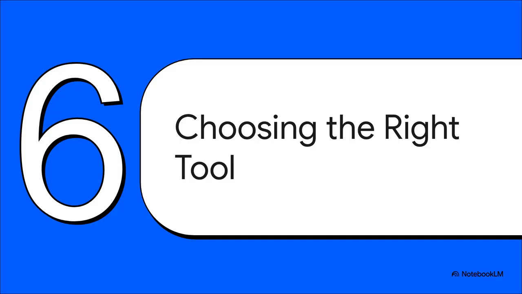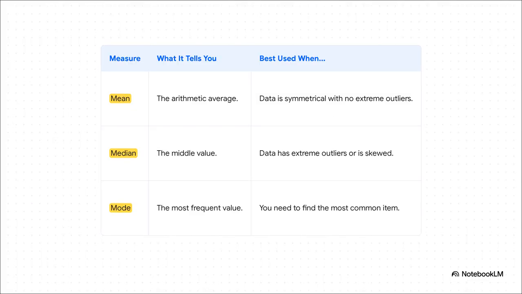So we have our three tools: the mean, the median, and the mode. The real skill here is knowing which one to use and when. It's all about choosing the right tool for the right job. So think of this as your cheat sheet.